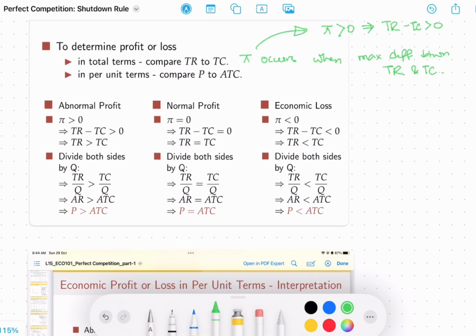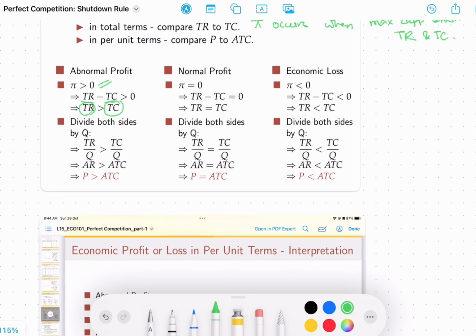Okay, so abnormal profit, which basically means profit is more than zero, is just TR minus TC more than zero, what I wrote right now, and that means that TR is more than TC. Now, to get it in per unit terms, all I need to do is divide TR by Q and divide TC by Q. Remember, TR by Q by definition is average revenue. And remember I showed you that total revenue is just P times Q, divided by Q. So by definition, average revenue is nothing but price. So that's why here I can write average revenue as price.